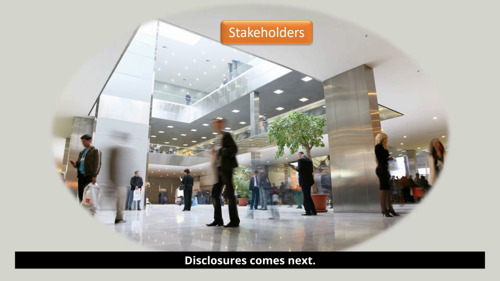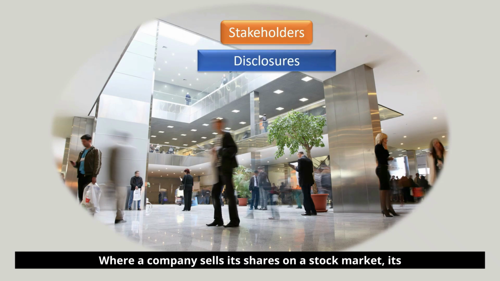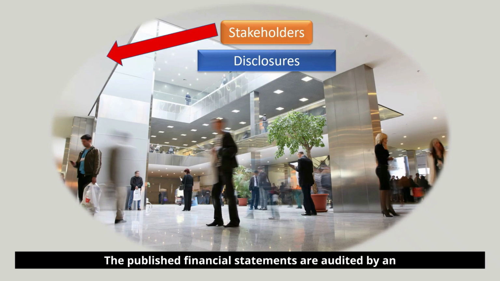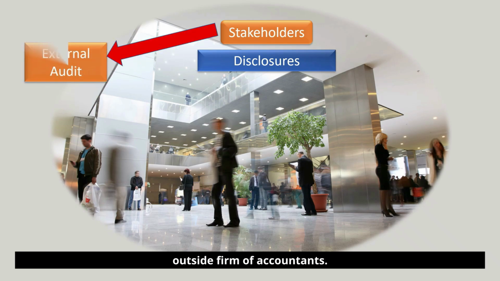Disclosures comes next. Where a company sells its shares on a stock market, its board will publish reports on their performance and governance arrangements, along with social and environmental issues, and other matters defined by various regulatory agencies. The published annual report will contain the final accounts and information used by stakeholders, while public bodies and not-for-profits will have similar requirements. The published financial statements are audited by an outside firm of accountants.